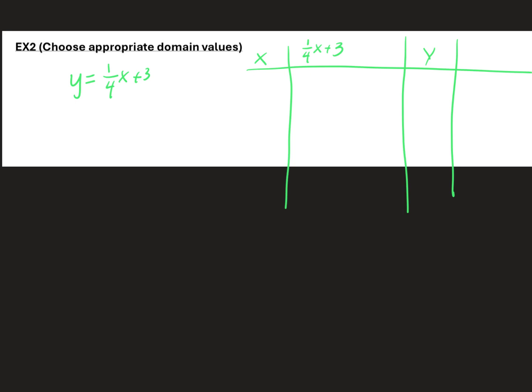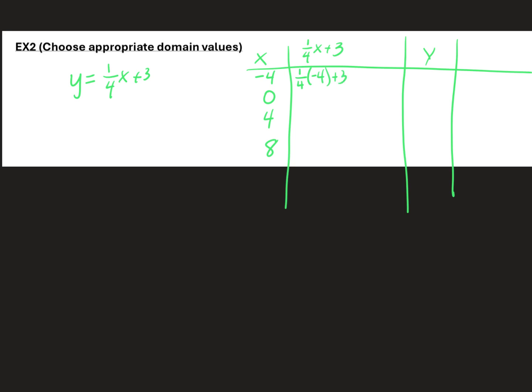So I'm going to use -4, 0, +4, and +8. Those are all multiples of 4. So that's what it means by choose appropriate domain values. You want to choose values that when you substitute them in, it makes it really simple to evaluate to find y. So I'm going to put -4 in.